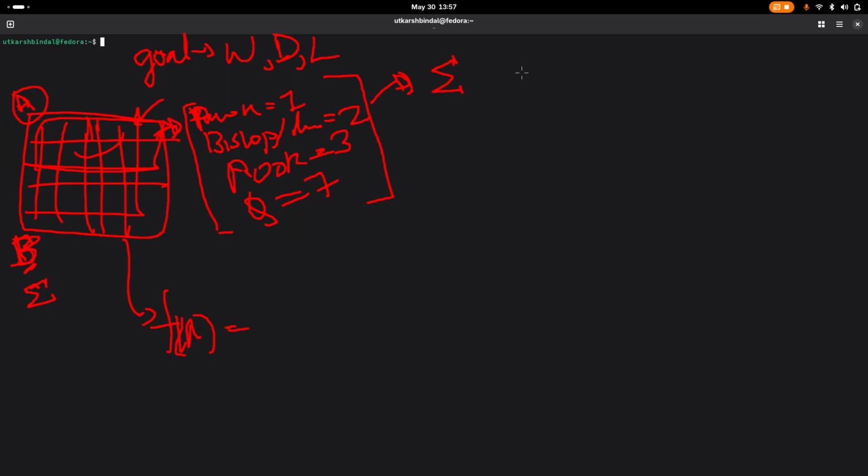Now, let's think about it. Is this enough? Is having more pieces, or having more pieces than the opponent, enough? Like if there's a knight, does it really matter where the knight is, or does it just matter that the knight exists?